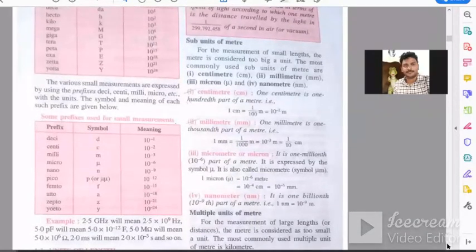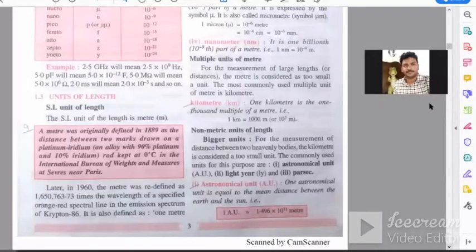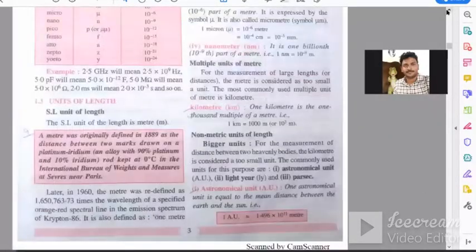But after this multiple unit of meter, they are telling us the non-metric units of length. Now non-metric unit of length means it has no relation with this 10 raised to power. Okay, like here milli, micro, nano, pico we have studied. It has no relation with this conversion. Here we are having a different system of units, that is called non-metric unit. So non-metric unit doesn't follow this rule that we have studied before, that is pico, nano, femto.